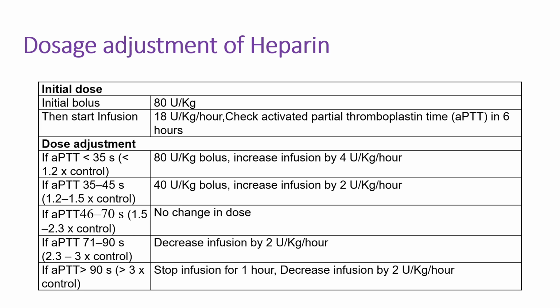Now, once we have a patient who has DVT or pulmonary embolism, when we start, the bolus dose is 80 units per kg, then start infusion at 18 units per kg per hour, and depending on APTT, we can adjust the dose according to this chart. So dose adjustment is very important, because some patients can develop prolonged APTT more than these levels. Then the patient may develop clinical bleeding also. So we'll have to adjust the dose according to this chart.